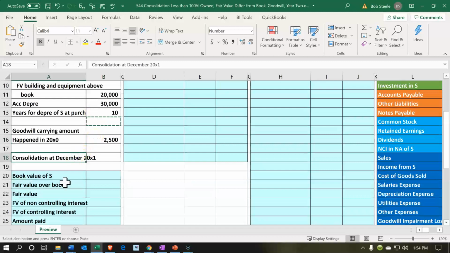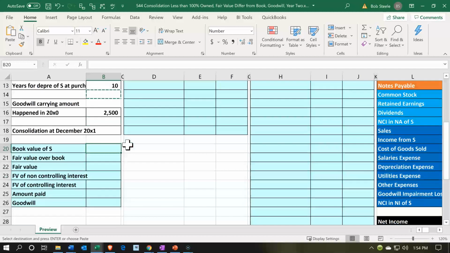So then we're going to do the consolidation as of 2000X1, which is going to be the second year that we're taking a look at. Let's take a look at the calculation of goodwill. So we're going to calculate goodwill. Then we're going to realize that it declined in value last year, to the 2,500. All right, so let's do this.